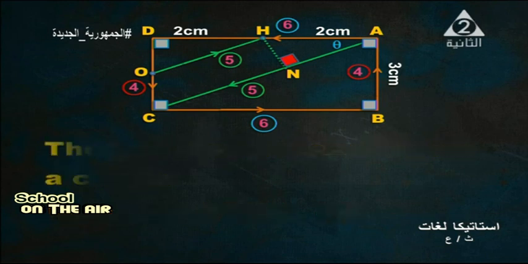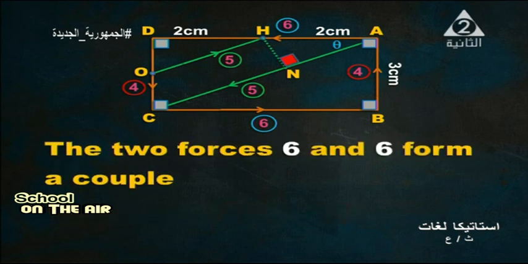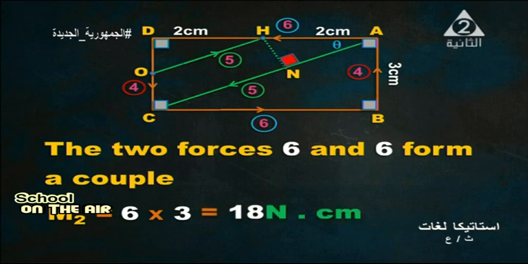Also, my dear student, the 2 forces 6 and 6 form a couple. What is the moment of the couple? Moment 2 equals 6 times 3, where 6 is the force which acts and 3 is the distance, equals 18 Newton centimeter, also anticlockwise, with positive sign.